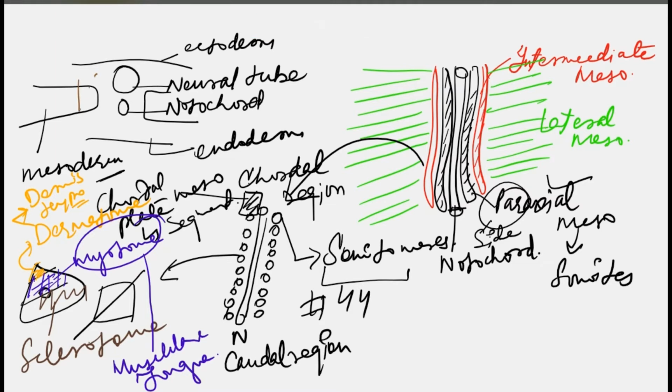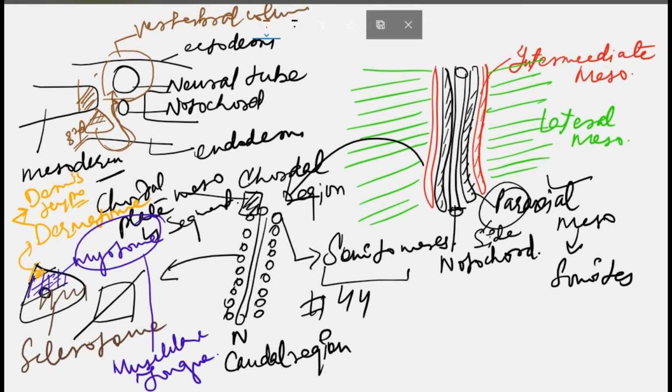Assume that this part is your paraxial mesoderm. The upper two regions were your dermatome and myotome, and this third part is your sclerotome. This is going to move around the neural tube, and around this neural tube it is going to make all the skeletal elements like the vertebral column, and then you're having ribs. It is going to form these skeletal elements.